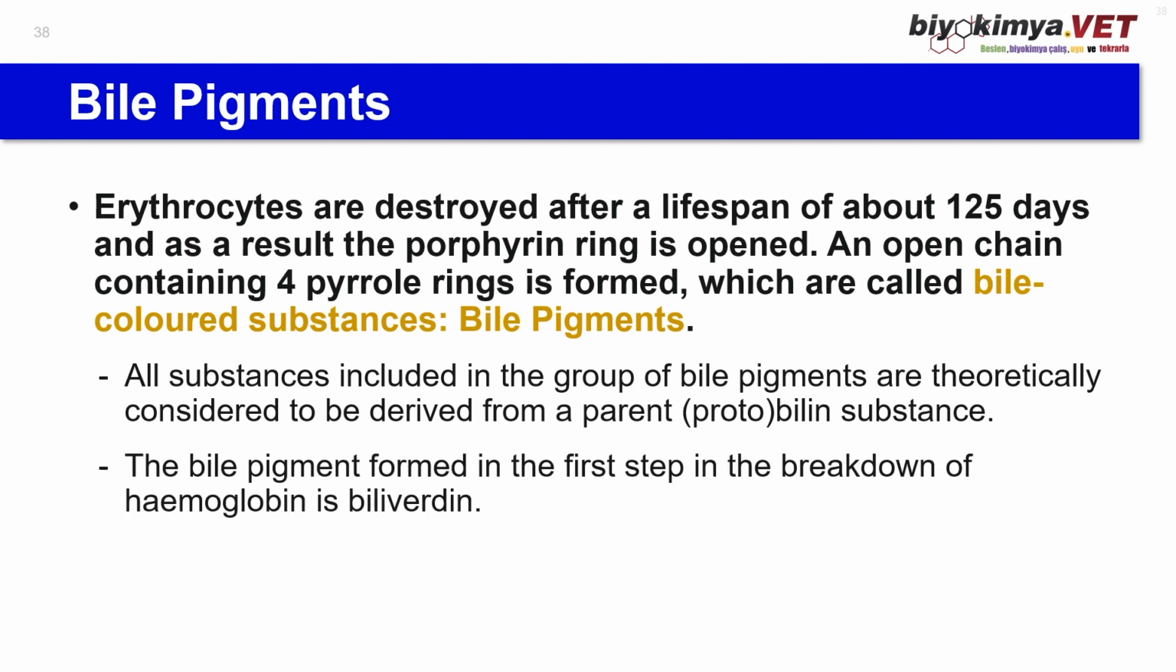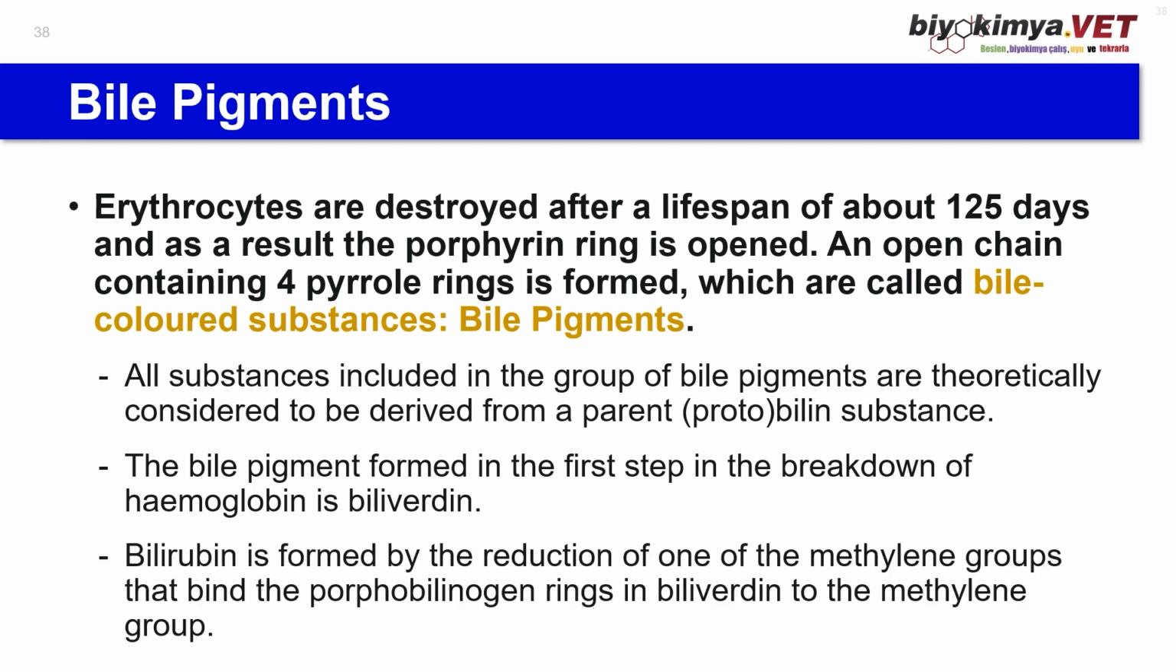called protobil. The bile pigment formed in the first step in the breakdown of hemoglobin is biliverdin. And bilirubin is formed by the reduction of one of the methylene groups that bind the porphyrin rings in biliverdin to the methylene. So shortly, destroyed hemoglobin is degraded into the porphyrin ring and the globin. And the globin is hydrolyzed to its building blocks, amino acids, and the amino acids enter the amino acid pool. And iron also is recycled, but the remaining porphyrin ring is not recycled.